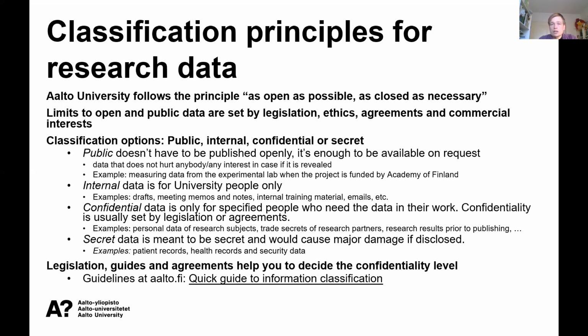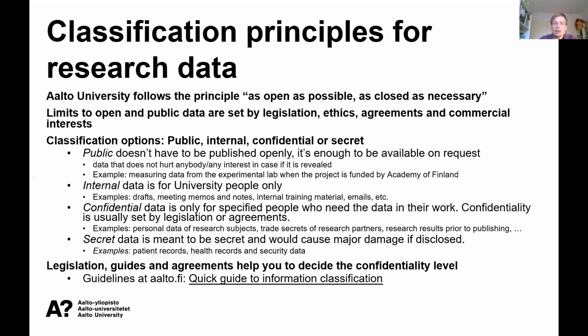If there are commercialization matters, trade secrets, or research results prior to publishing them, you want to keep them confidential and be the first one to write the research paper or article about that. Those are all valid reasons, and there are many more to keep the data confidential. And secret data has been specified more closely: patient records, health data, security data, and usually that's something that would cause major damage if disclosed. So often the classification is risk-based: what if the information is disclosed, what are the damages, and then you can set up the right security level and classification level.